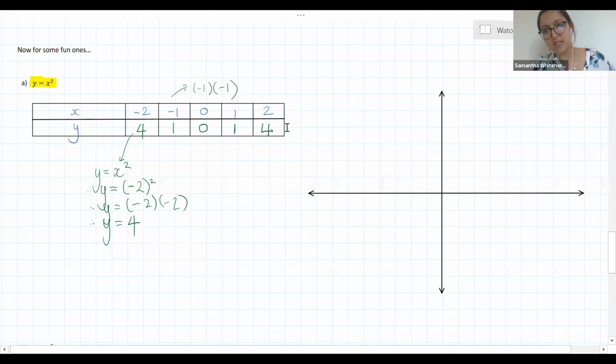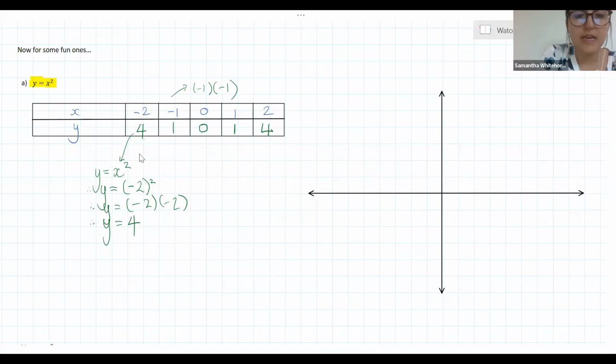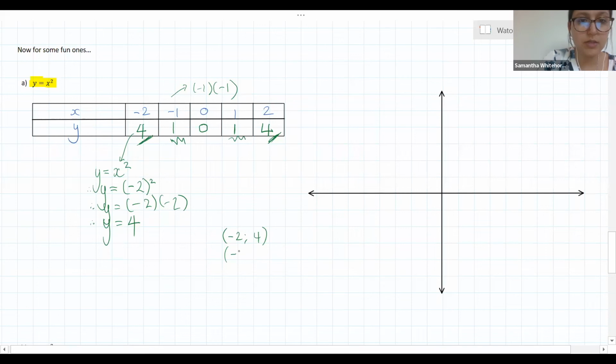Again, don't stress, there should be time to do another one, so I'll give everyone hopefully another chance. We have got our coordinates. I'm just going to list them for us. Now, what I want you to notice is that your outputs are repeating. Here I've got a +4, here I've got a +4. Here I've got a +1, here I've got a +1. And this is going to form quite a cool shape for our graph. So our coordinates are as follows: (-2, 4), (-1, 1), (0, 0), (1, 1), and then (2, 4).